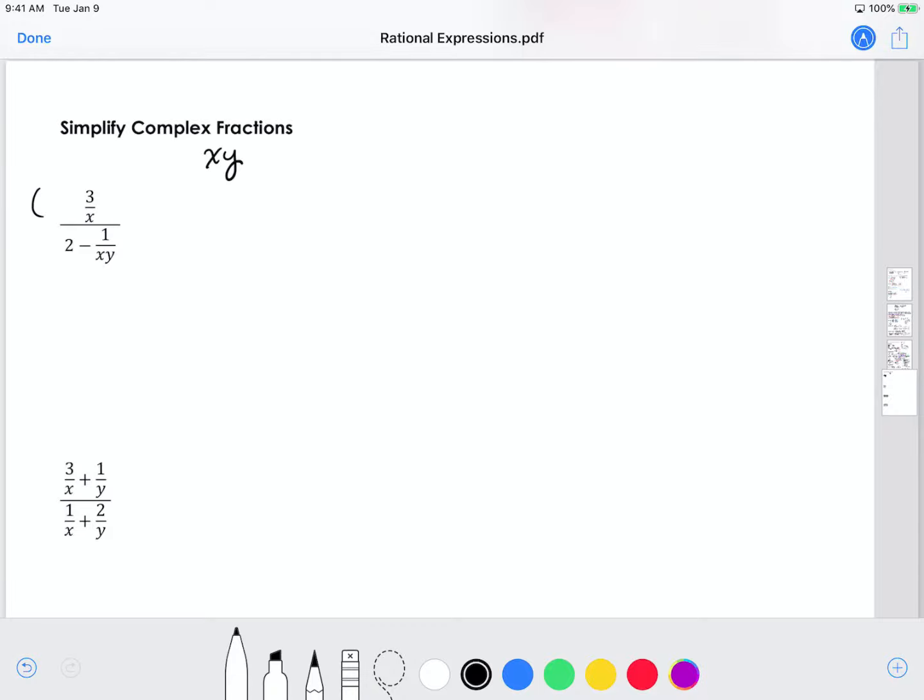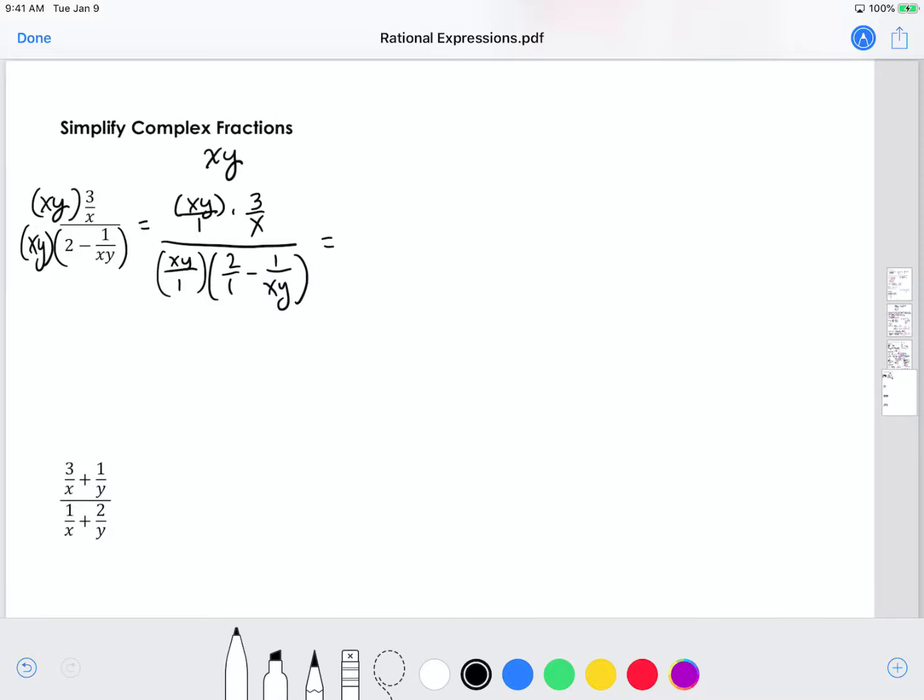So I'm going to multiply the top of my fraction by xy and the bottom of my fraction by xy. I can do this because if I multiply the same thing on the top and the bottom, really I'm multiplying by 1 and I'm not changing the value of the fraction. I can write a 1 under the xy so it lines up with my other fraction: xy over 1 times 2 over 1 minus 1 over xy. I'm just setting it up so my fractions line up.